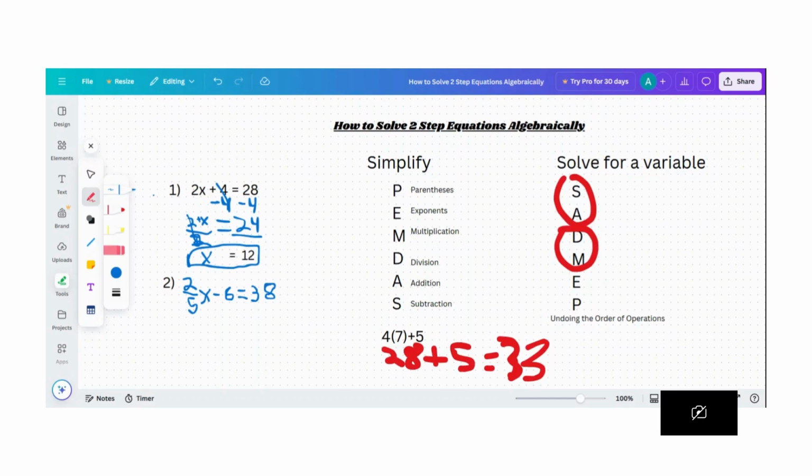Okay, so for our next problem, we have 2/5 x minus 6 equals 38. So obviously, as we discussed before, we'd start off with the constant due to reversing the order of operations. So we would do the inverse operation of minus 6, which would be plus 6 in this situation. And obviously, what we do to one side, we've got to do to the other, so plus 6 to the right side of the equation.